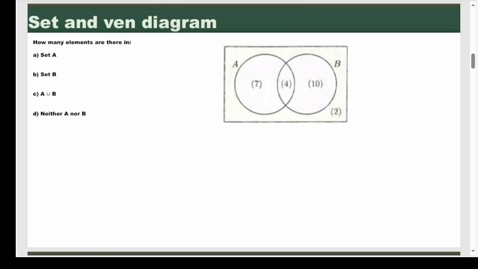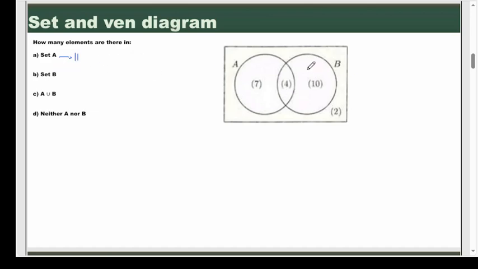The question asks, how many elements are there in set A? In set A, that means this region: only A plus the intersection of A and B. So it would be 7 plus 4, which gives me 11.